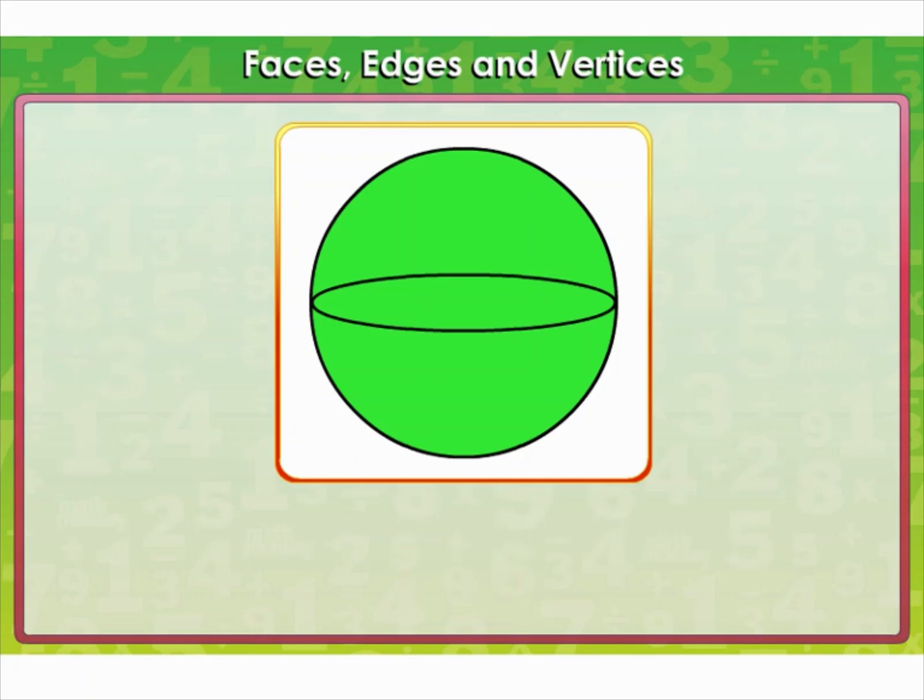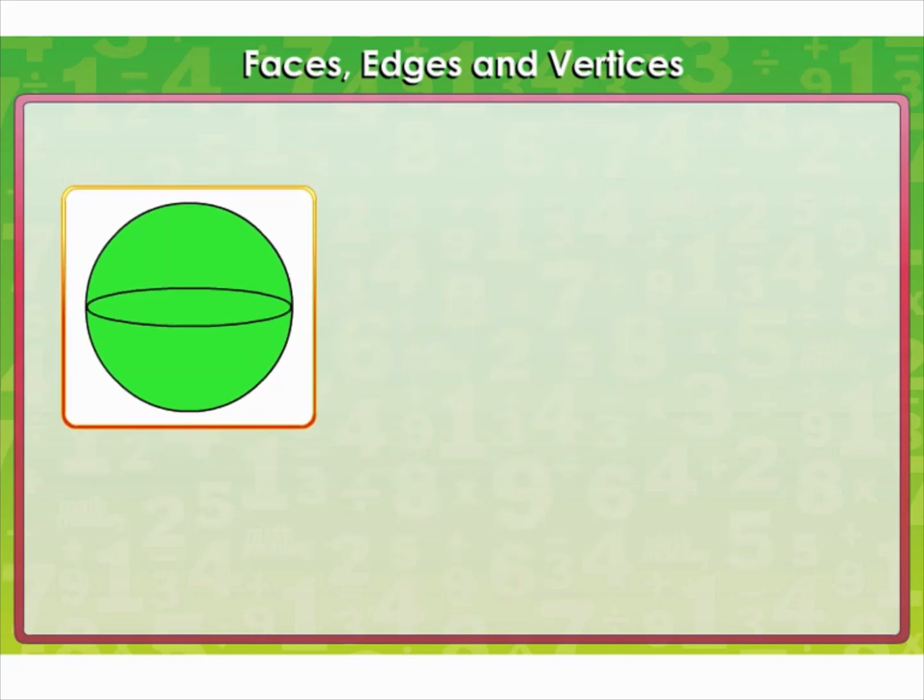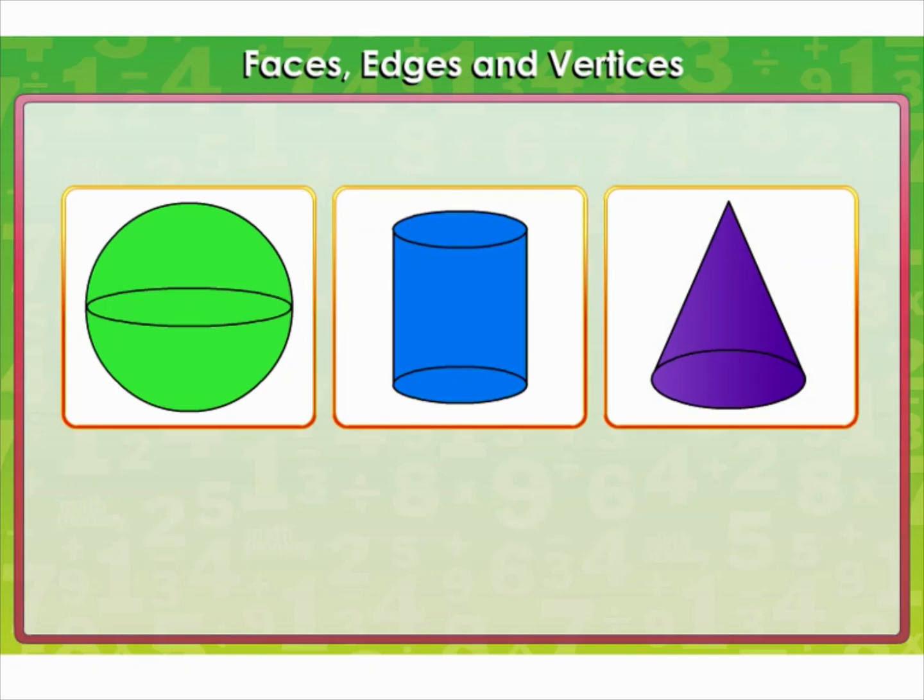Certain 3D shapes have curved edges. For example, cylinder and cone. Not all the faces are similar in both of these. A cylinder has 3 faces, out of which 2 are circular faces. It has 2 edges, one at the top and one at the bottom. It has no vertices because there are no points in which the edges meet.